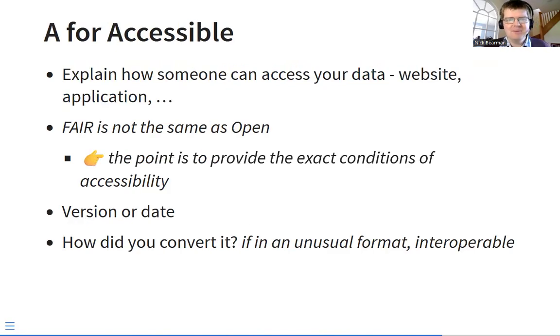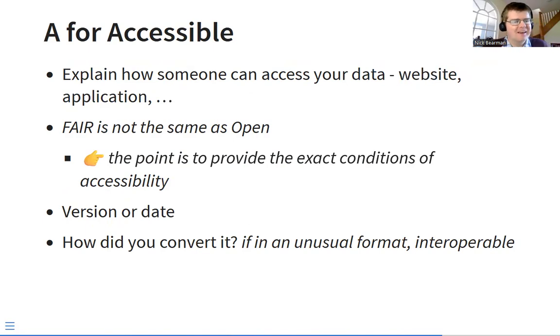So when we're thinking about accessible with GIS data, how can you access your data? Make sure it's clear where someone can get your data from. Can they download it from a website, or what the DOI is? Do they have to apply for it? What's the application process? And so on.